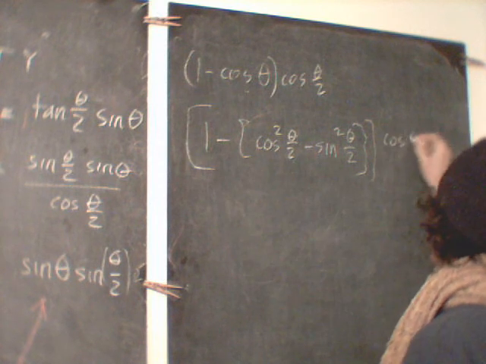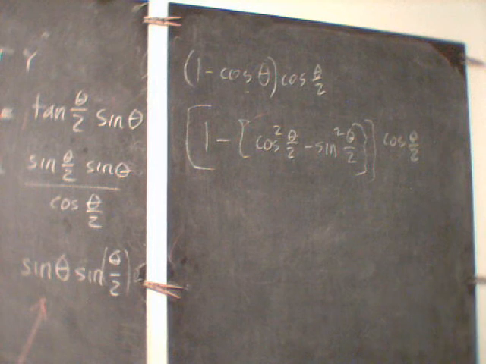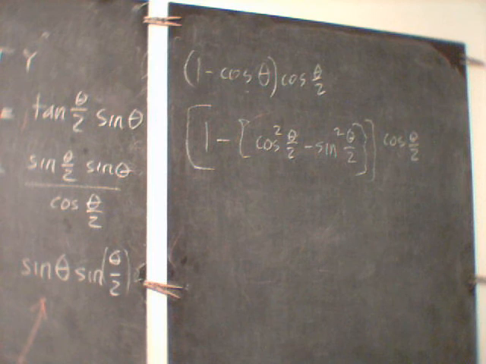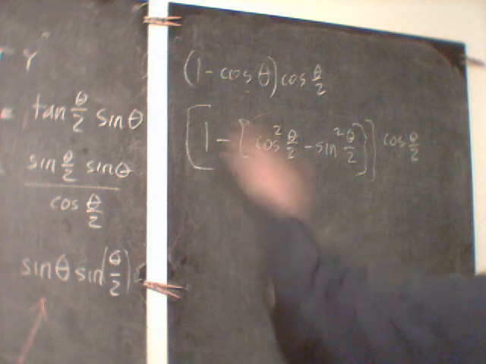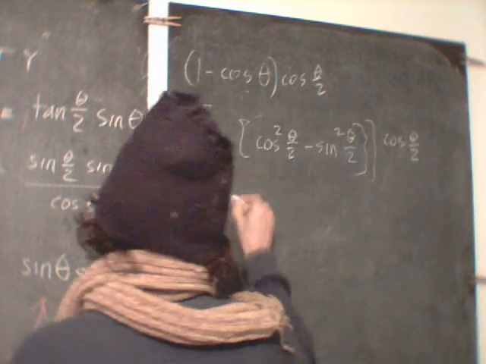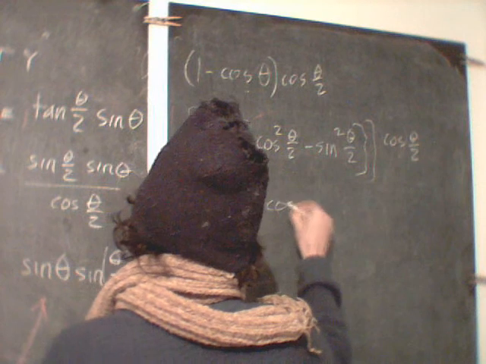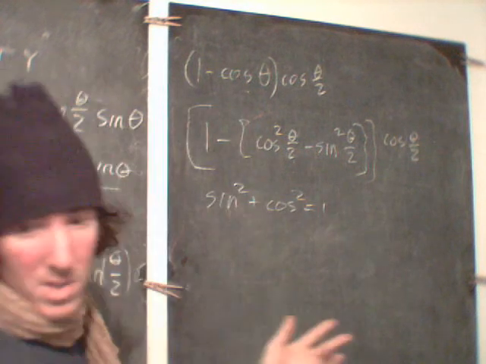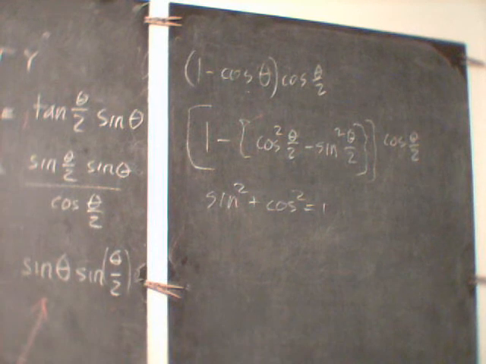Cosine theta over 2. So what do we want? Do we want to put the sine in terms of the cosine or the other way? Well, I want to get rid of the 1. So, whatever helps me get rid of the 1, we already know that sine squared plus cosine squared is 1. So we can automatically convert between sine squared and cosine squared. That's the basic idea.